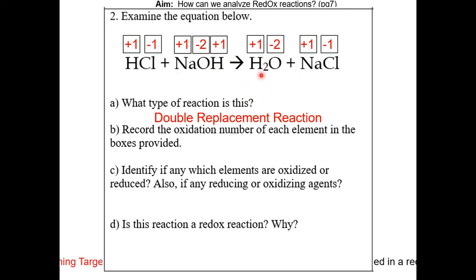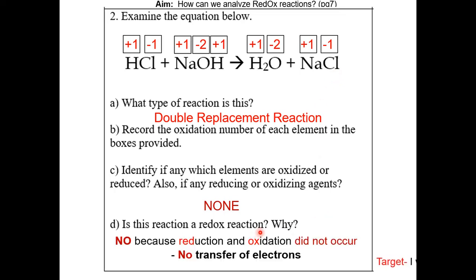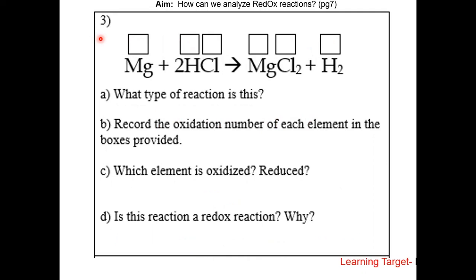All the hydrogens are positive 1, and all the oxygens are negative 2, all the sodiums are positive 1, and all the chlorines are negative 1. So this is not a redox reaction because there is no transfer of electrons, there's no reduction, and there's no oxidation that's happening. For example number 3, we're looking at a single replacement reaction.